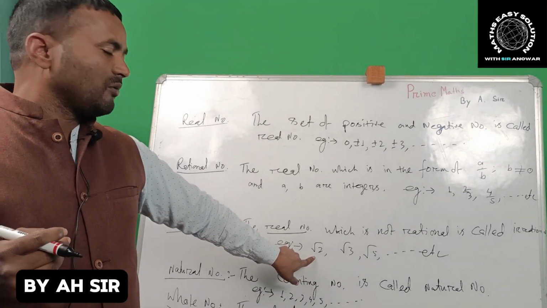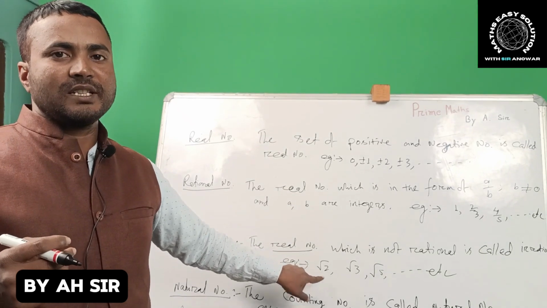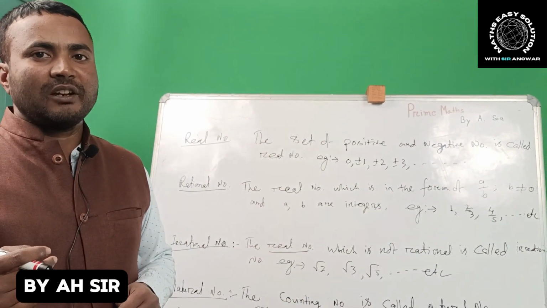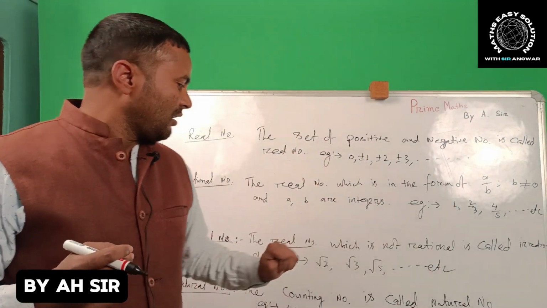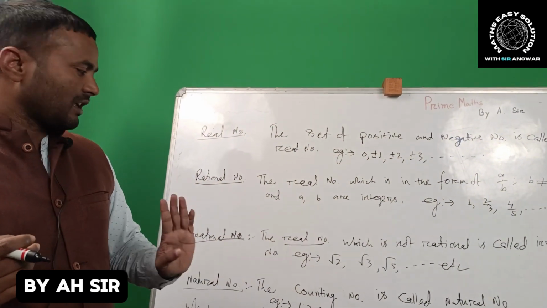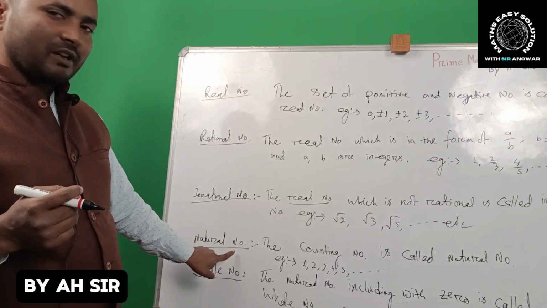Because for this number, if you want to find the square root, as you have learned in class 8, we cannot get the remainder as 0. That's why these are called irrational numbers. So, clear about this? Next, natural number.